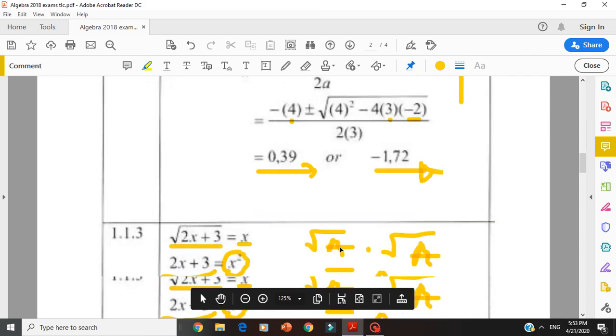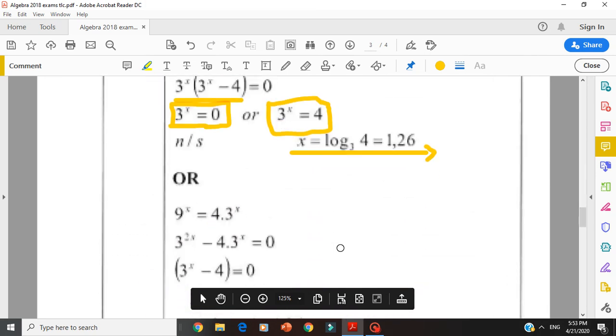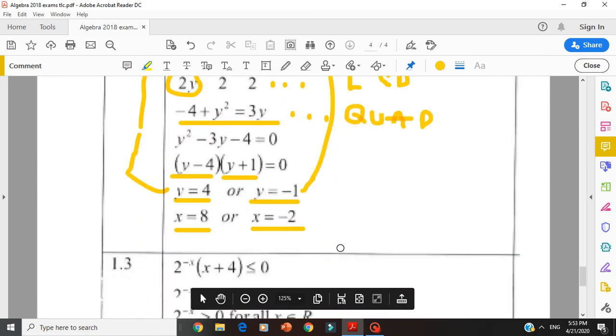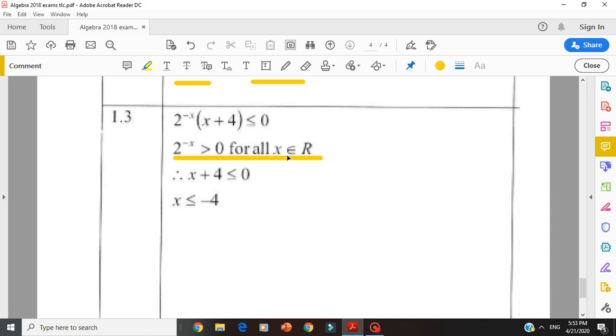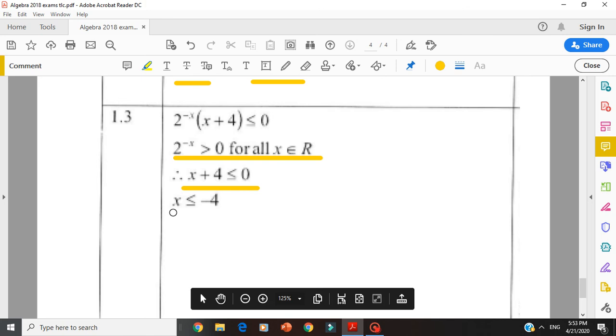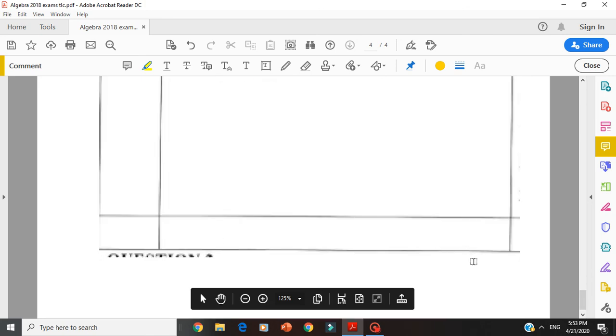And so looking at the solution, we see that 2 to the minus x is greater than 0 for all real values, and x plus 4 is less than or equal to 0, therefore x is less than or equal to minus 4. And that is that for today.